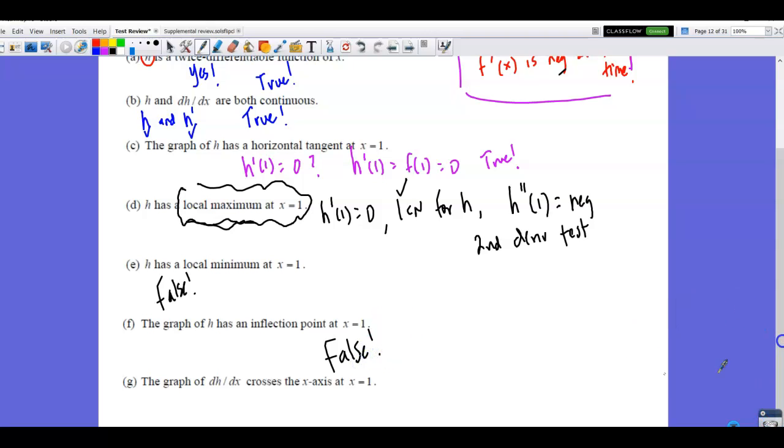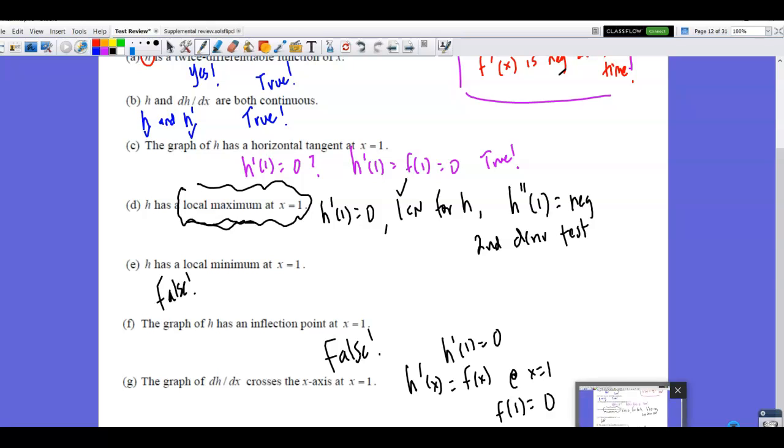And finally, this says dh dx. I'm not going to read it like that. H prime of x, which is the same thing as f of x, crosses the x-axis or has an x-intercept at x equal to 1. Well, they tell us at the top f of 1 is 0, which means that h prime of 1 is equal to 0. So let's see, do we know that there's a cross, though, or is it just a touch? Let me think about that.